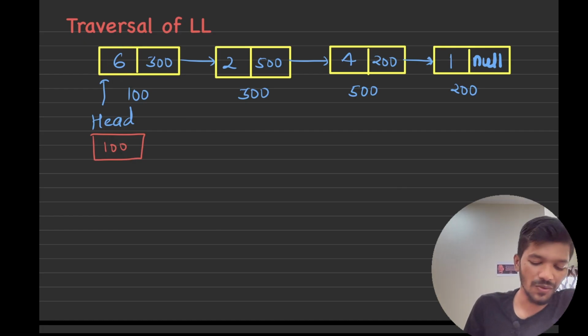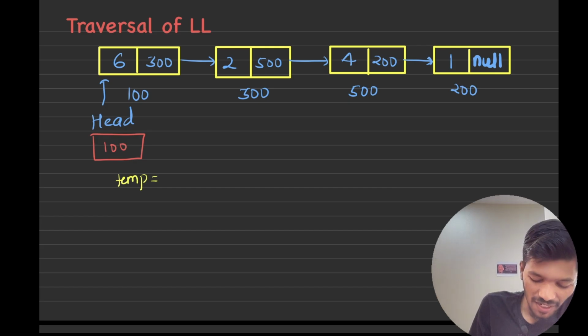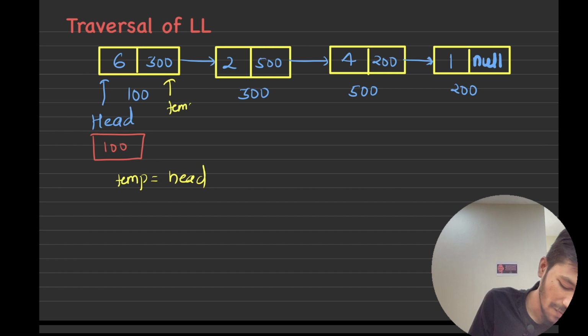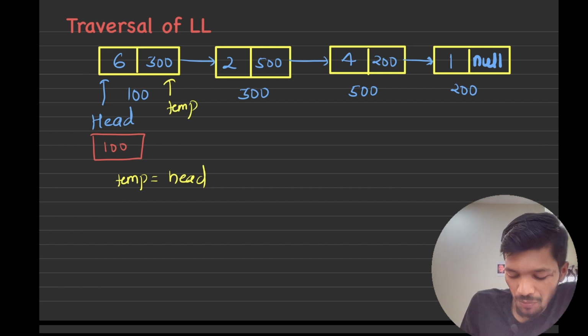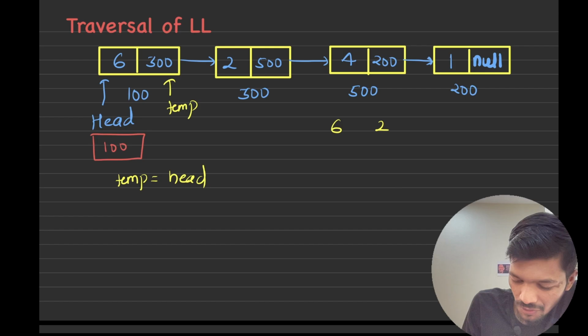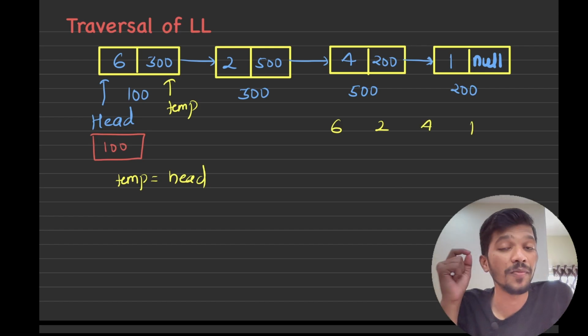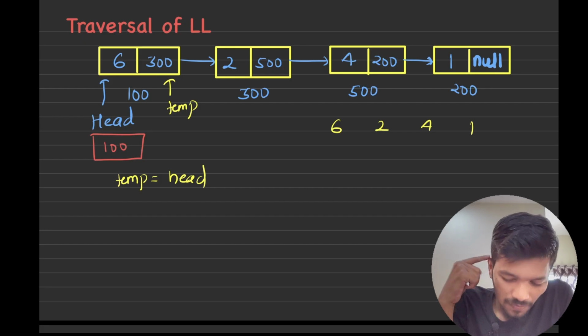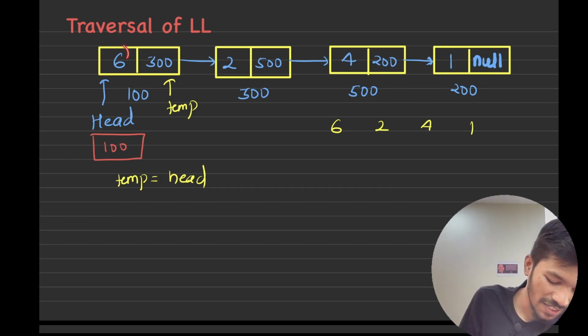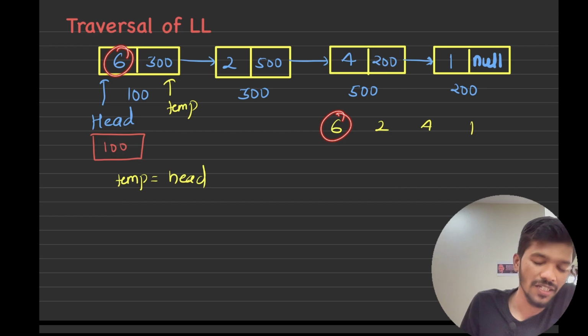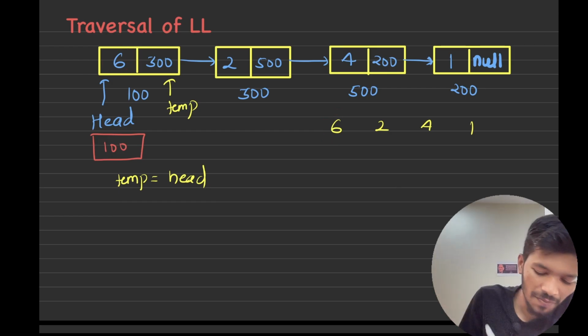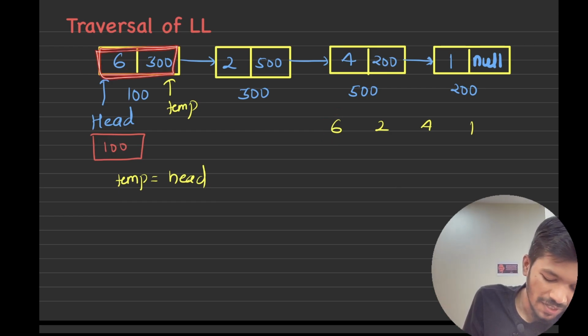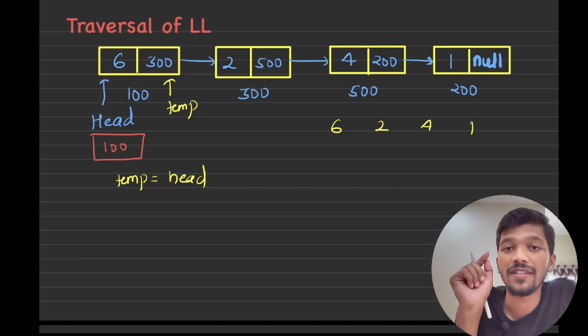So what I'm going to do is take a temporary pointer, which is nothing but temp, and I will initialize it with the head. So temp will be pointing to my first node, and my output should be 6, 2, 4 and 1. This is how I should have the output after traversing the whole linked list. Initially I'm at 6, so I simply print the 6. If my temp is pointing to this node, how can I print the 6?